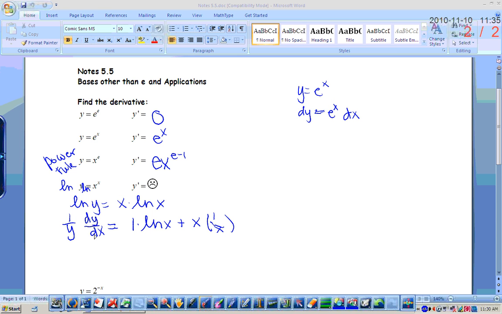And you always want to solve for dy dx, so what do I need to multiply both sides by? Good. So dy dx. Yes. So inside the parentheses here, that's ln x, and the x times 1 over x is a 1. You don't have to simplify that, but I would prefer that you do. And then instead of writing y, the original problem was y equals x to the x, so I'd like for you to write x to the x in place of y.